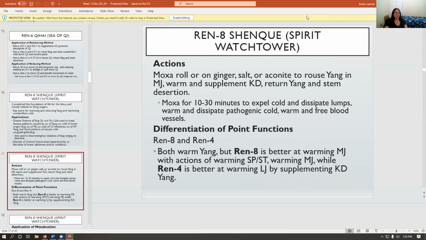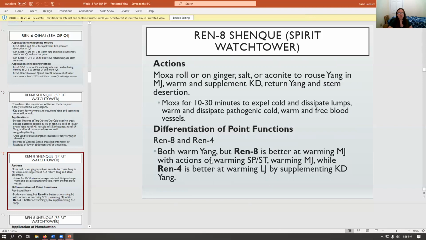Mentioned it a minute ago, but bears repeating, we're never going to needle Ren 8, right? We are doing moxa here. You can do moxa roll on ginger, salt, or aconite if you want to rouse yang in the middle jiao, supplement the kidney, return yang and stem desertion. And we can moxa for 10 to 30 minutes for cold lumps and also blood stasis.